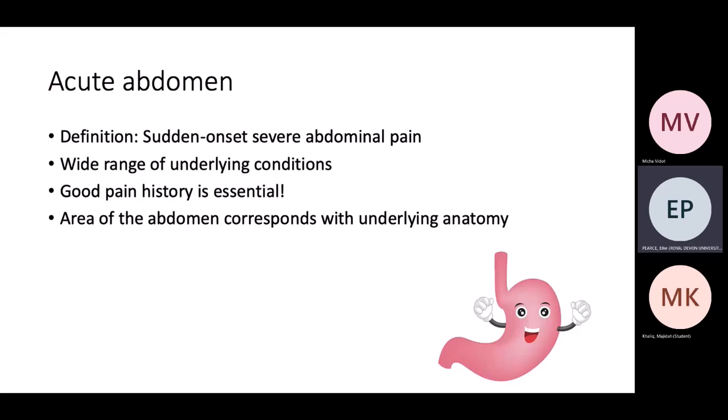Okay, firstly, the main area we're going to cover tonight is acute abdomen style presentations. Acute abdomen is a term used to describe sudden onset severe abdominal pain, and it encompasses a wide range of underlying conditions. To try and localise what condition you might be looking at, a good pain history from the patient is essential. So think about your SOCRATES acronym. And the area of the abdomen predictably corresponds with the underlying anatomy that's affected.